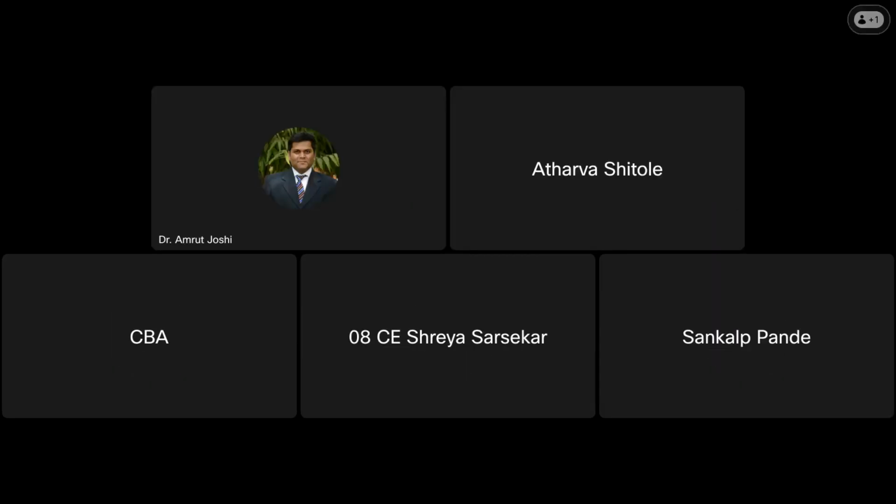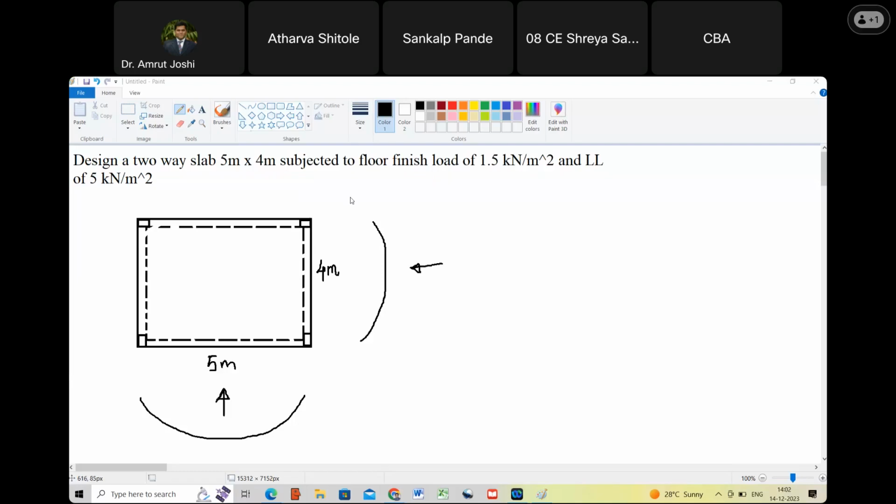So in the last lecture, we have seen how to design a one-way slab, and we know that the one-way slab bends only in one direction. Now let us consider a design of two-way slab. Design a two-way slab 5 meter by 4 meter subjected to floor finish load of 1.5 kilonewton per meter square and live load of 5 kilonewton per meter square. This is the data given.